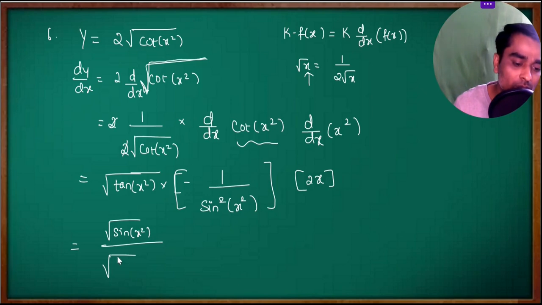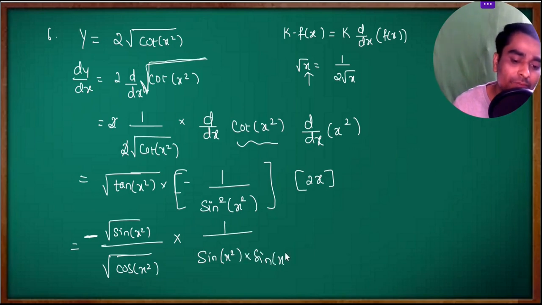divided by root cos of x square? Yes, I can write this, I'll put this minus here. Can I write this as sine x square and one more time sine x square? This 2x don't do anything, just carry it as it is. Why am I doing all these things here? Because I want to cancel the term now.